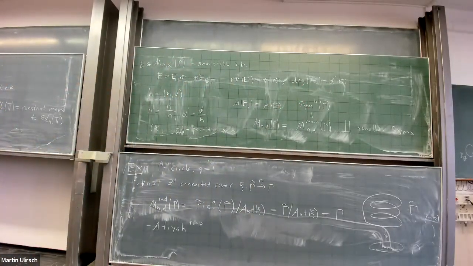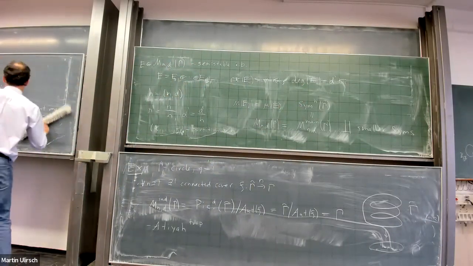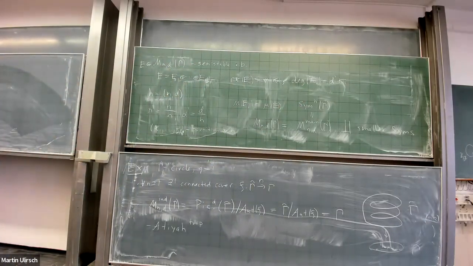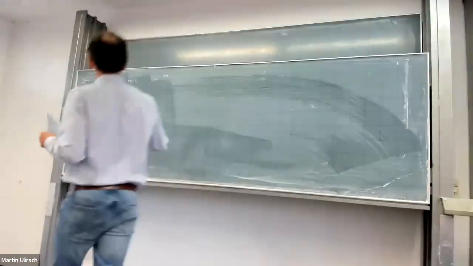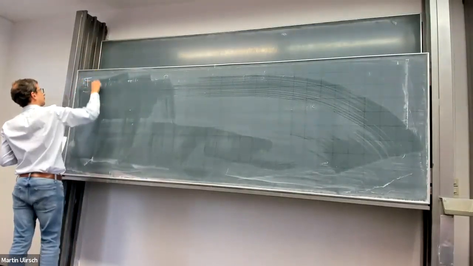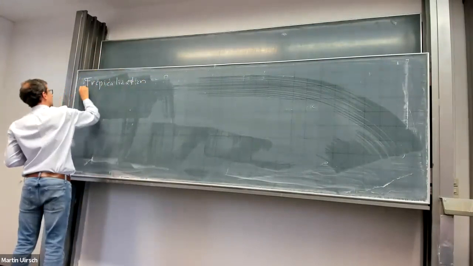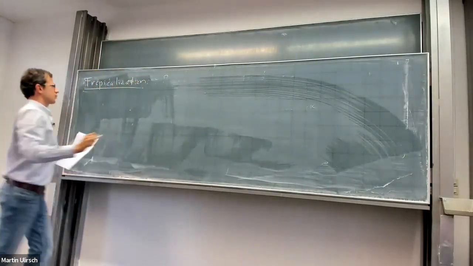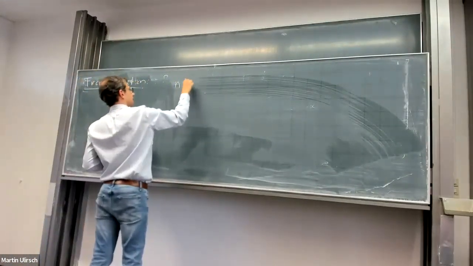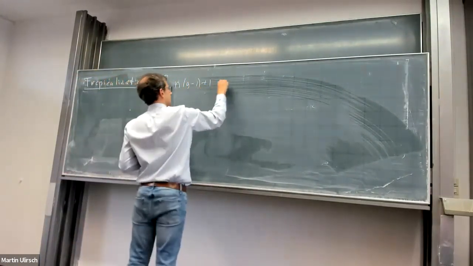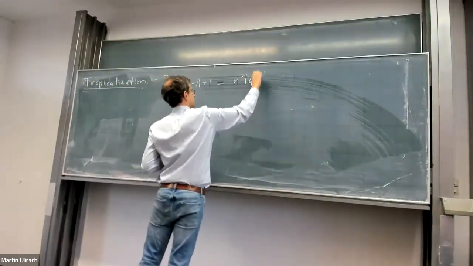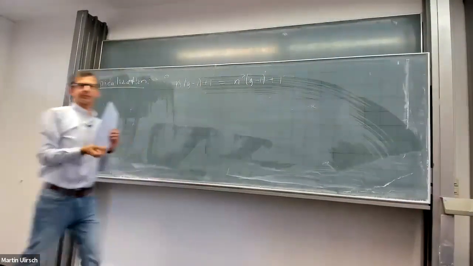Okay, so I think I should say at least something about algebraic geometry. This would be a good moment. Let's talk about tropicalization. Let's just stare at this formula for a second. When is n times (g minus 1) equal to n squared times (g minus 1) plus 1?